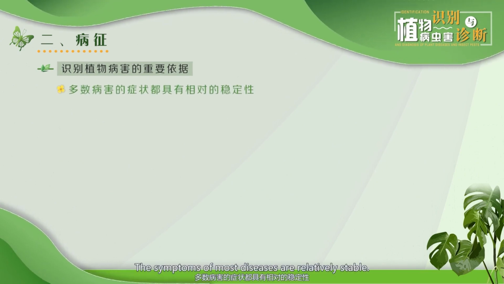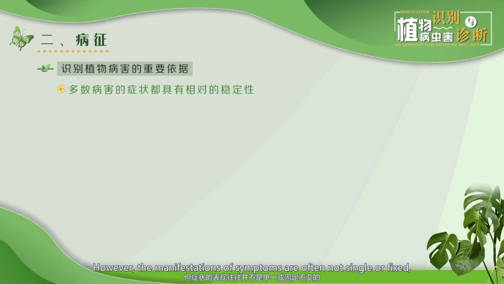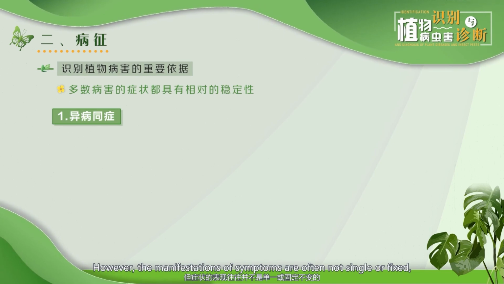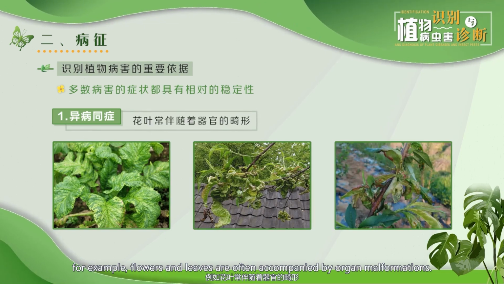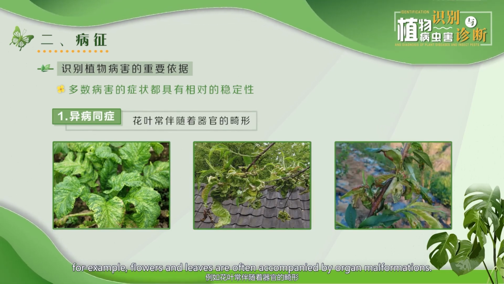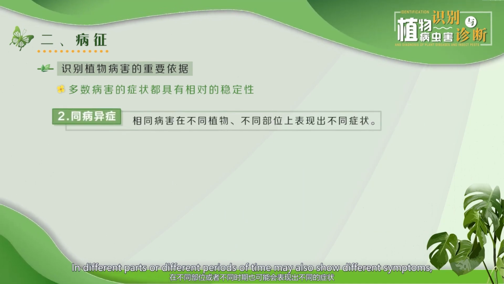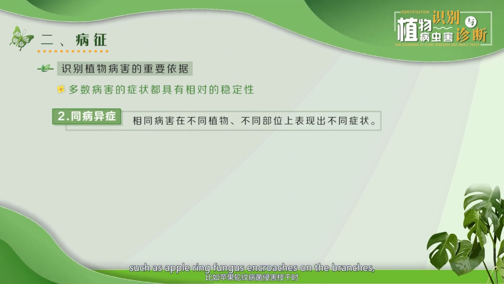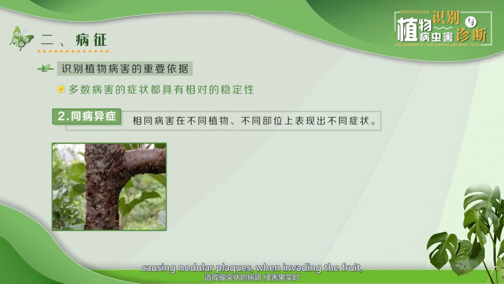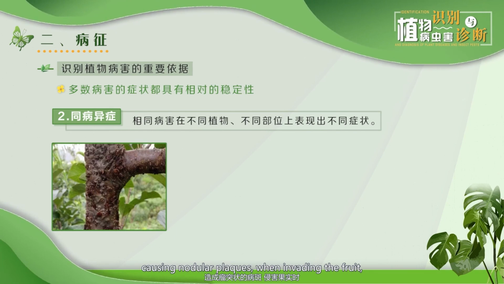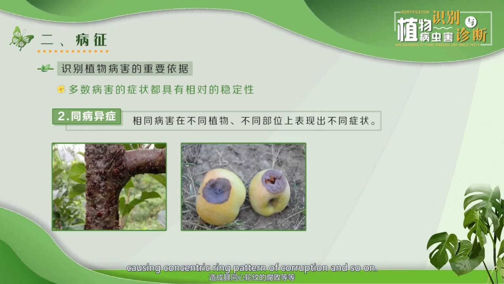The symptoms of most diseases are relatively stable. However, the manifestations of symptoms are often not single or fixed. For example, mosaic leaves are often accompanied by organ malformations. In different parts or different periods of time, a disease may also show different symptoms, such as apple ring rot fungus, which invades the branches, causing nodular plaques, and when invading the fruit, causes a concentric ring pattern of decay, and so on.